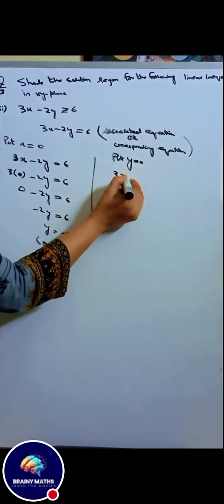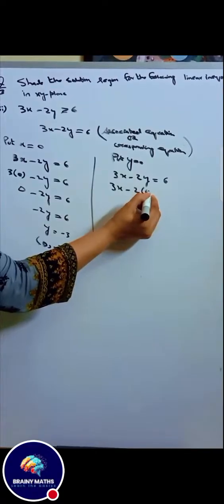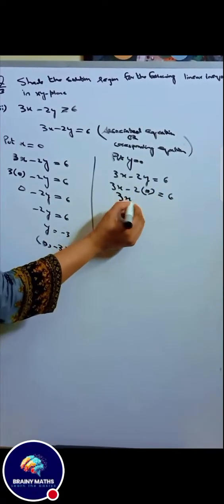and minus 3. Next, if y equal to 0, put y equal to 0 in 3x minus 2y equal to 6. So it becomes 3x minus 0 equal to 6, 3x equal to 6, x equal to 6 divided by 3. What is the answer?